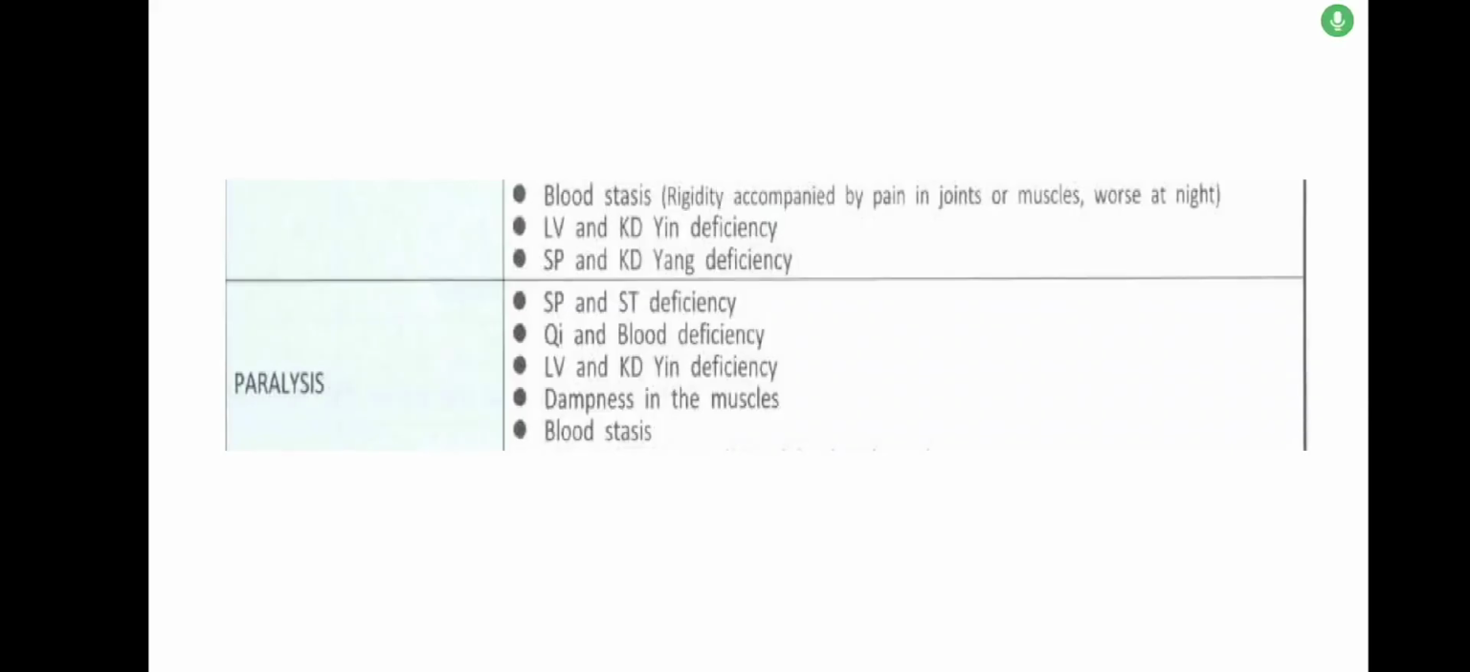In summary, spasticity and tremors could be due to blood stasis, with rigidity accompanied by pain in joints or muscles that are worse at night. Could be due to liver and kidney deficiency, spleen and kidney yang deficiency, spleen and stomach deficiency, qi and blood deficiency, dampness in the muscles, and blood stasis.